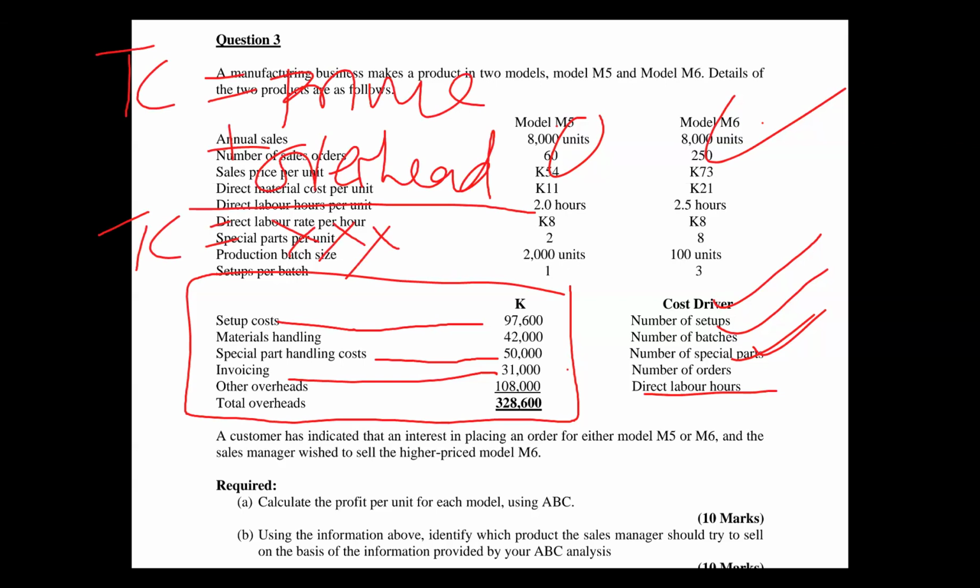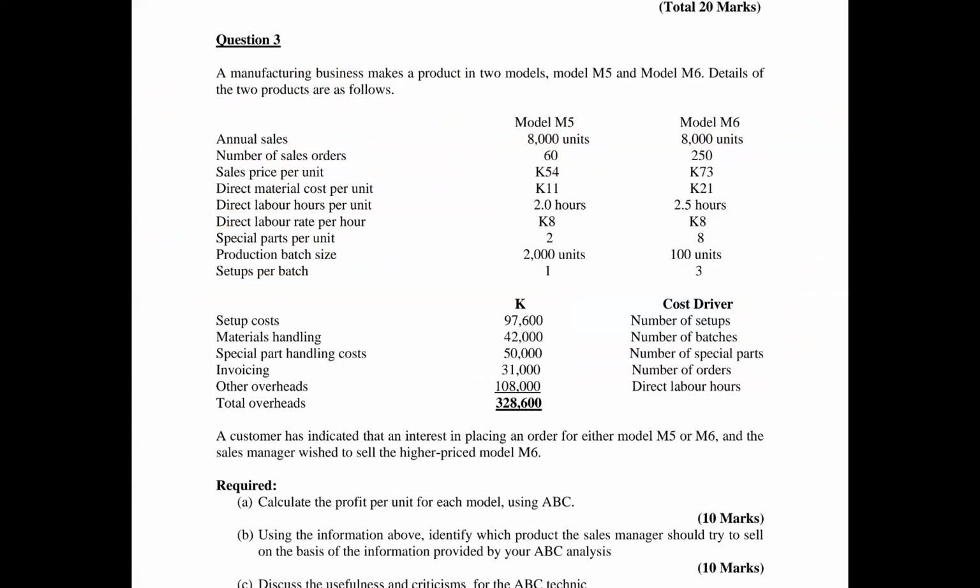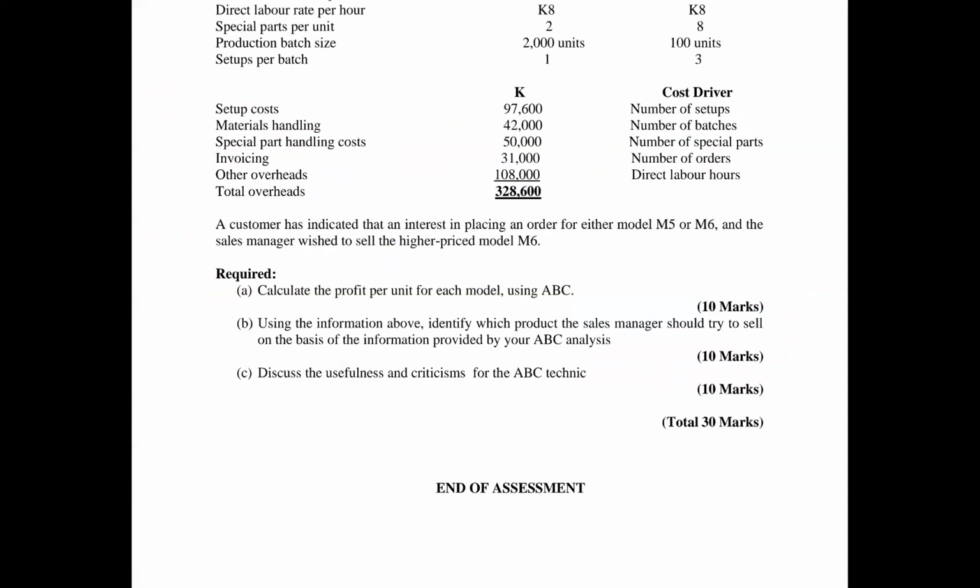So what is it that you are actually going to do? That's the area of concern. Total costs is given there, right? Now, after being given all this data, the question is asking you to calculate the profit per unit for each model using ABC costing, or activity-based costing.